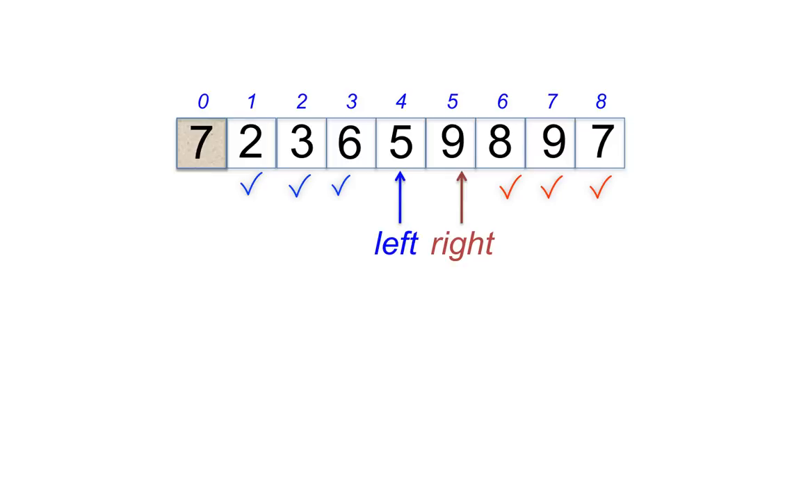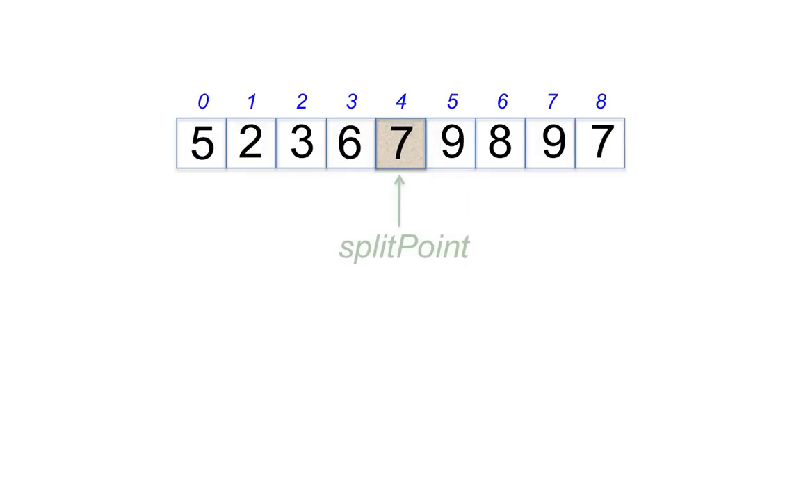Continuing with the moves, the left cursor moves up to 9 and stops. All the items in the array have now been compared with the pivot, and it's time to swap the item one spot before the left cursor with the pivot. 5 and 7 trade places, the split point is set to index 4, and the split process is done.